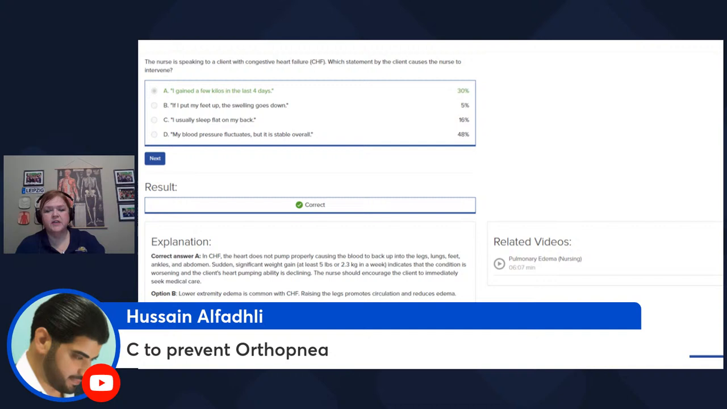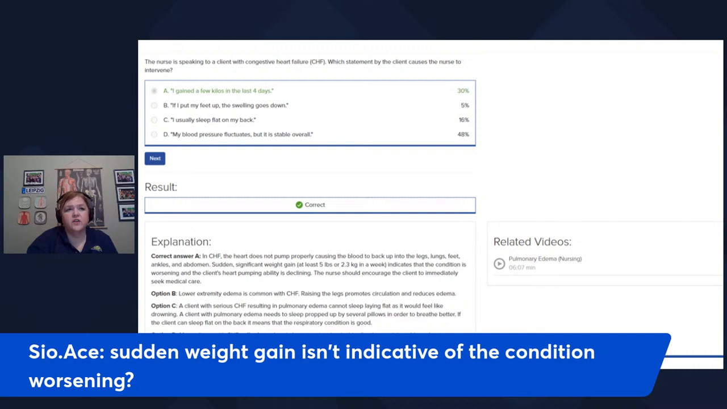Okay, so this last statement is always your last chance to really focus on what the question is asking you. So almost half of the people picked this one. Sudden weight gain is an indication that the condition is worsening, they're in fluid volume overload. So that's one way to measure it. It's not the most accurate, but it can be done in the home.